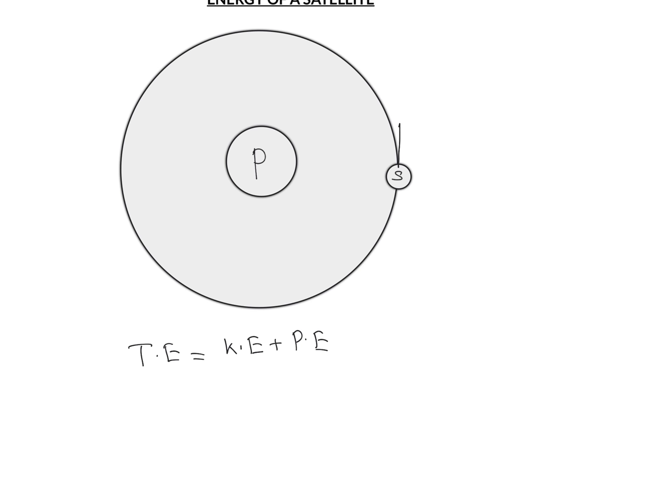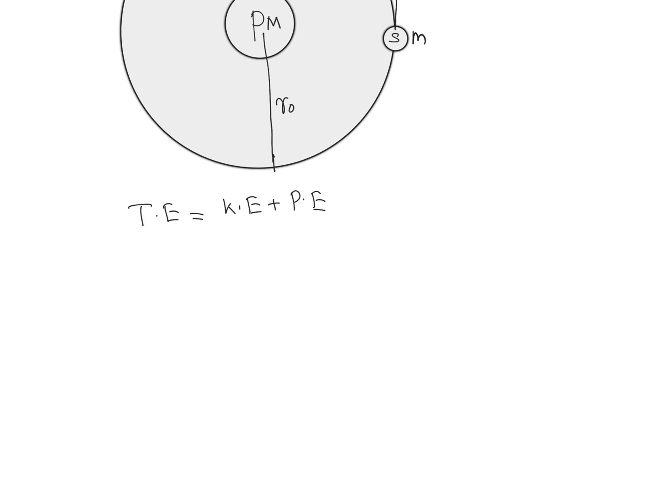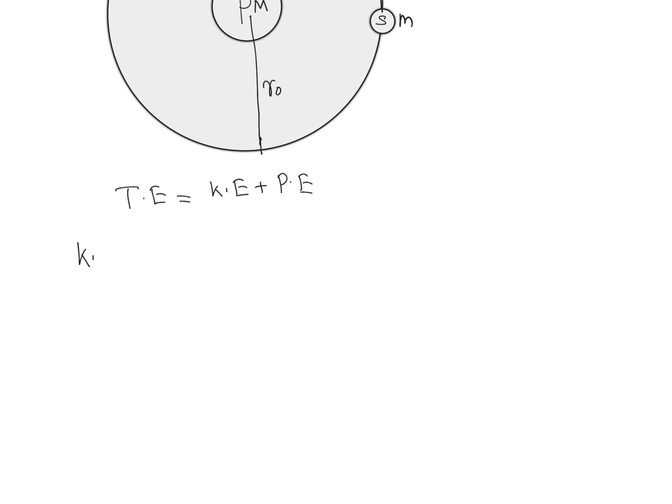And we know that if we have a satellite of mass, let's say small letter m, revolving around a planet of mass, let's say capital letter M, and its orbital radius is r naught, we can write the equation for its kinetic energy. We know the equation for kinetic energy is half into m into v square.